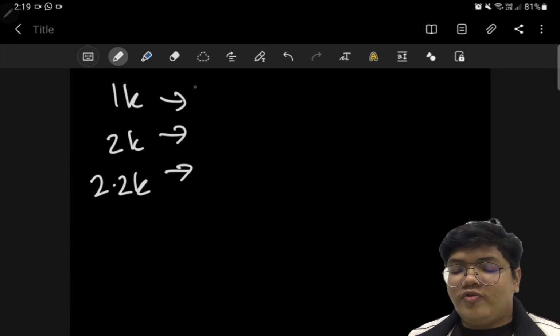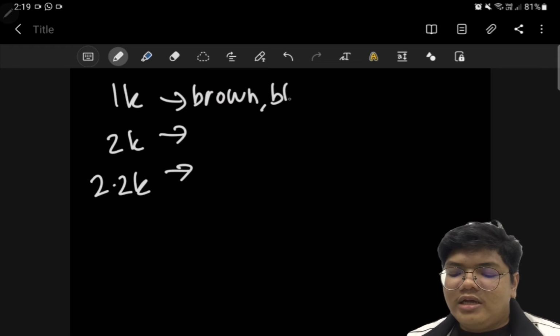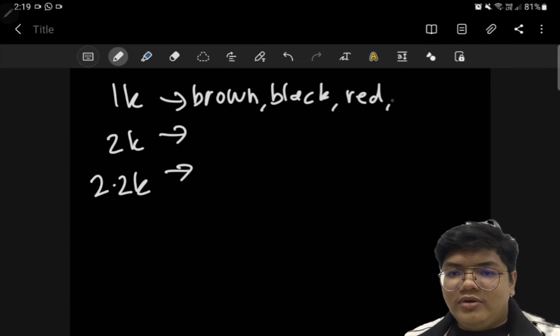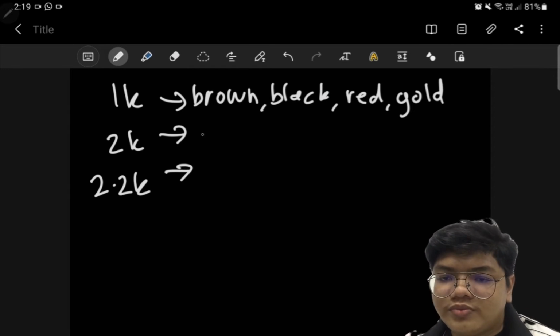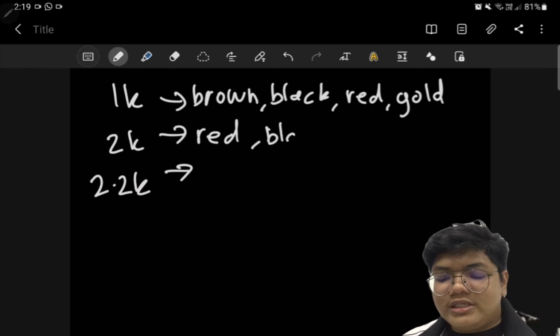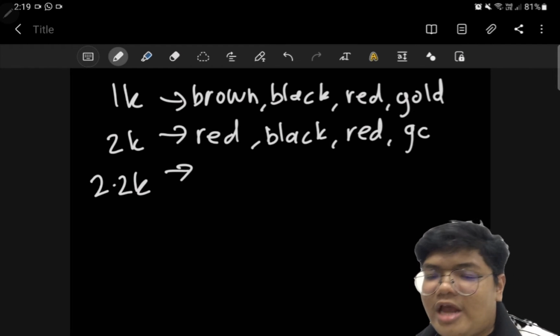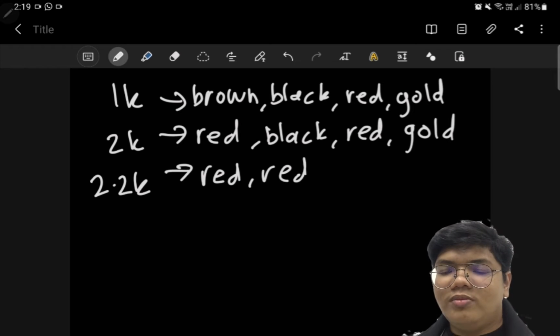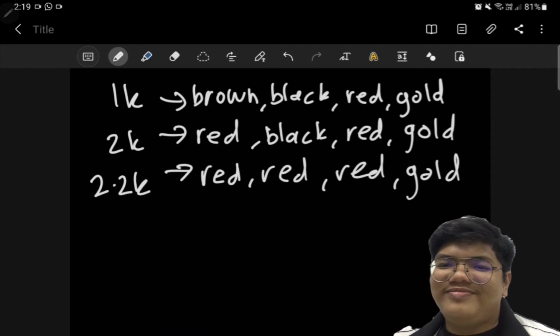The color codes for those resistors are, for 1 kilo ohm: brown, black, red and gold. For the 2 kilo ohm: red, black, red and gold. And for the 2.2 kilo ohm: red, red, red and gold.